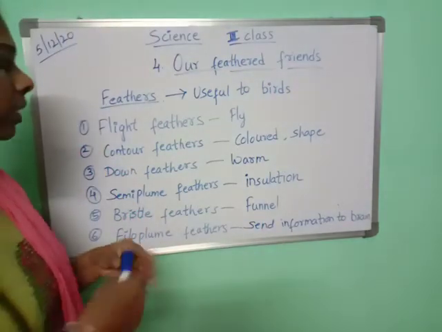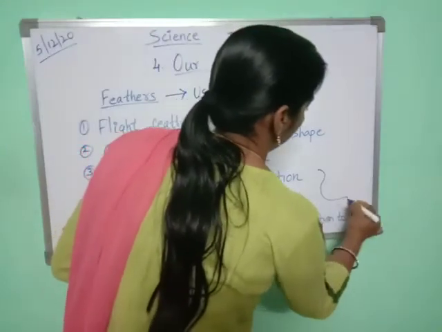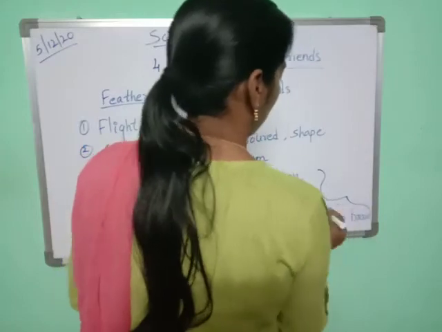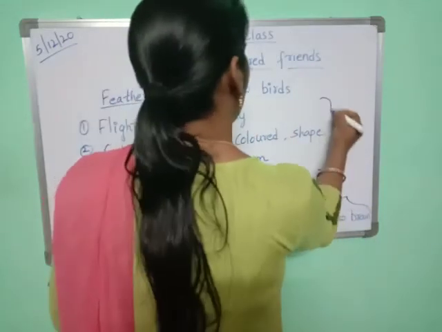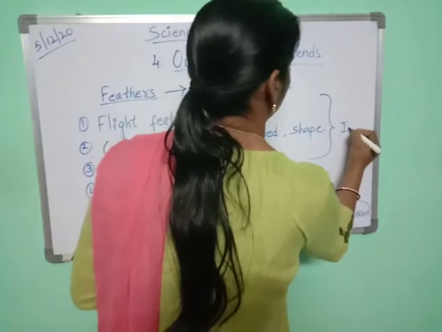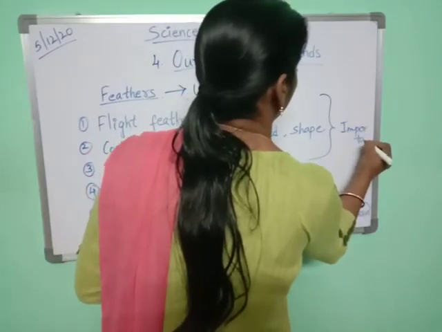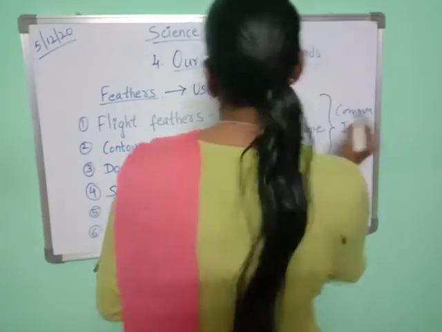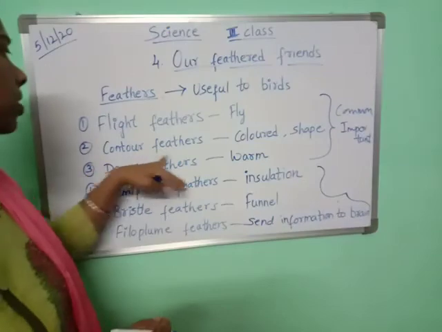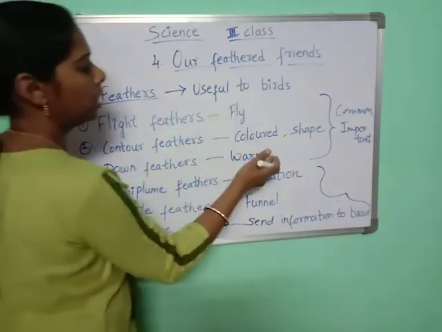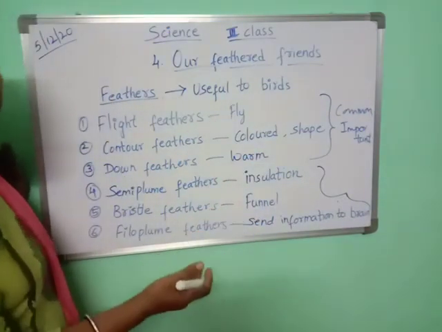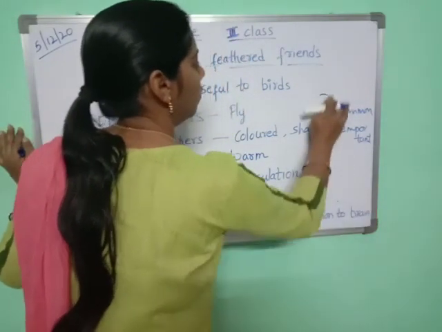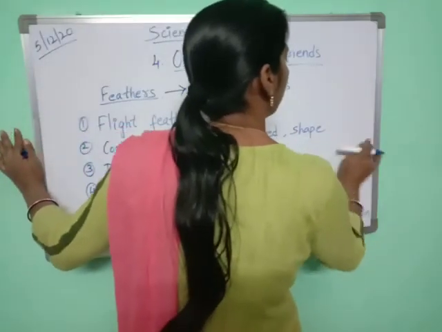Okay. These three are not that important. We can't find them mostly. These are very common and important. Okay, these three feathers, flight feathers, contour feathers and down feathers, these three are important. And these three are not found much, but these are also types of feathers. So just copy it down, ma.